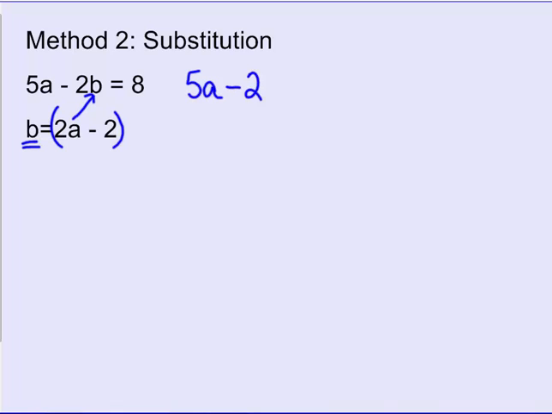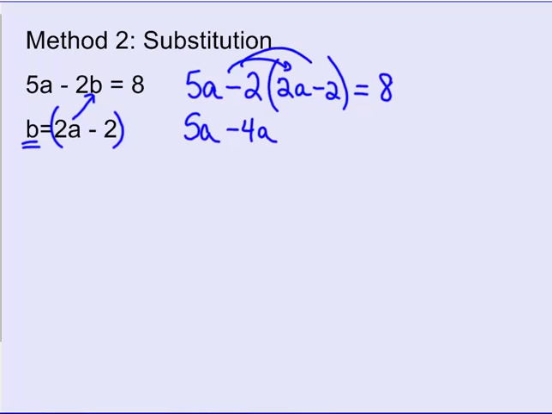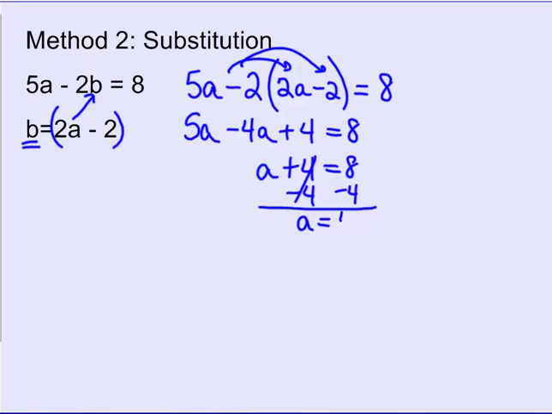So 5a minus 2, yes, I'm going to have to distribute. b is 2a minus 2. It's that expression, has to equal 8. So 5a, negative 2 times 2a's is negative 4a's. Negative 2 times negative 2 is positive 4, equaling 8. So I get a plus 4 equals 8. Subtracting 4 on both sides gives me a equals 4.